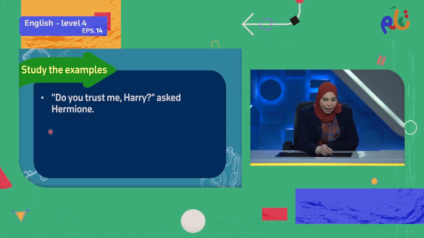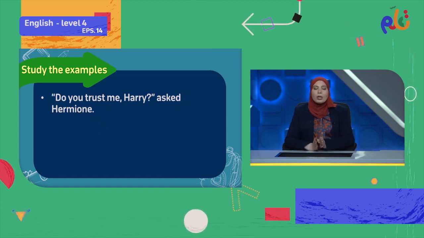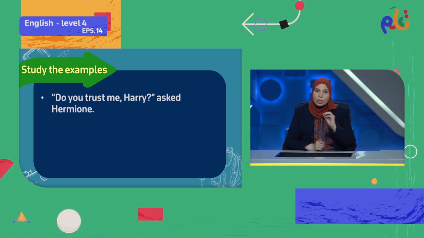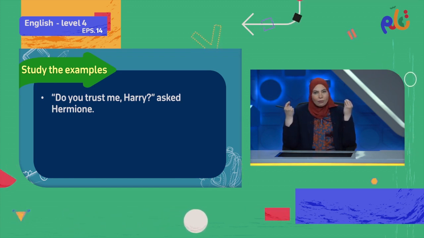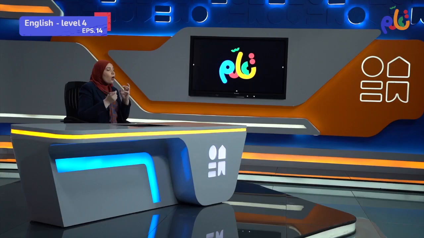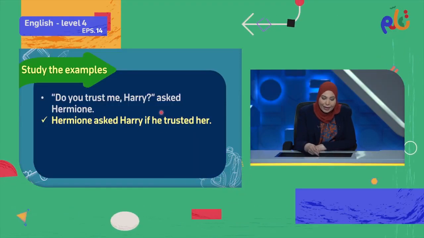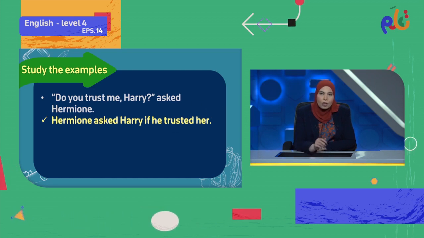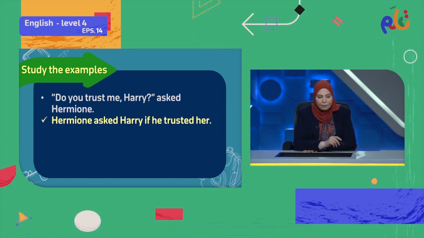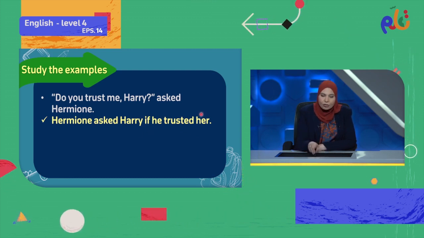So first example that we have here: "Do you trust me, Harry?" asked Hermione. So Hermione asked a friend. So this is a question and this is a direct conversation between a friend and another. "Do you trust me?" Face-to-face conversation. When this conversation is repeated, it's going to be different. So let's see what differences happened. Hermione asked Harry if he trusted her. So this is the first example that we have. Hermione asked Harry if he trusted her.